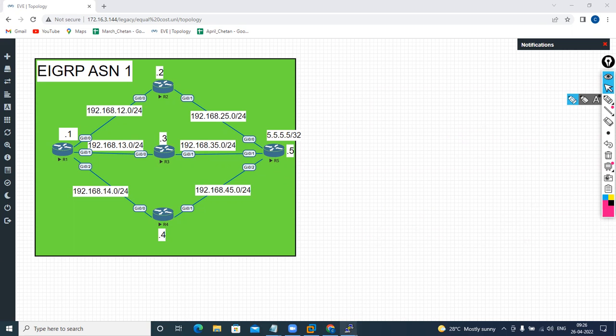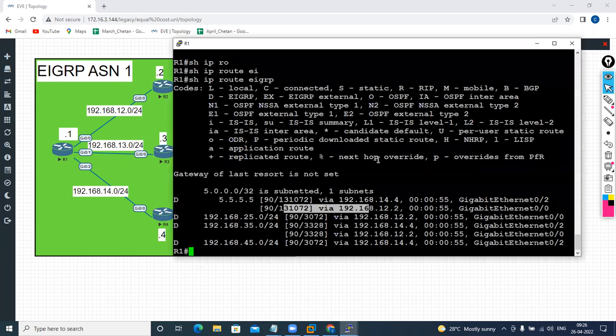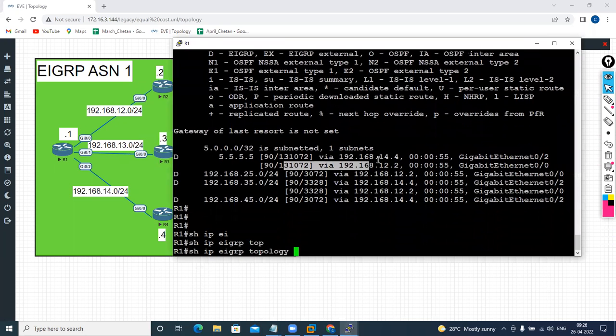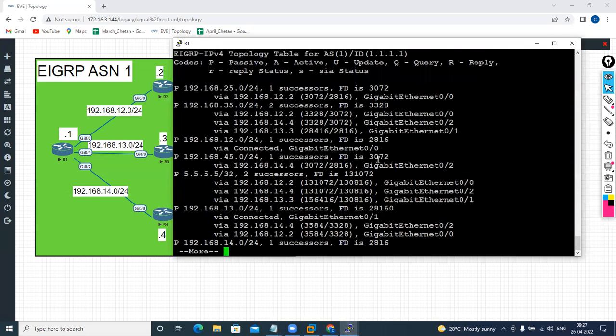Now calculate the variance first. So go to R1, go to the topology table. Please calculate and let me know the variance. Show IP EIGRP topology, open the calculator. Please calculate. So what is the feasible distance? It is 156416 divided by 131072. Let me know the answer. Please use the calculator to divide. It is 156416 divided by 131072.